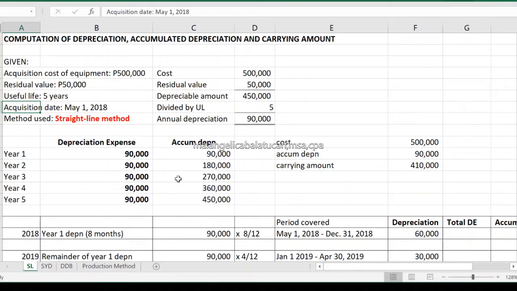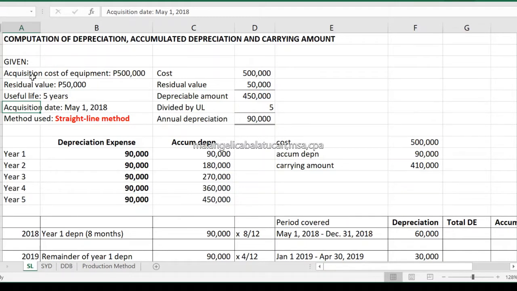For today, I will be teaching you how to compute depreciation, accumulated depreciation, and carrying amount for the property, plant, and equipment items. So for this one, we will be using equipment as our PPE, and I will be demonstrating to you the application of the different depreciation methods, which consists of the following: the straight line method, the sum of the years digit method, the double declining balance method, and the input and output methods.